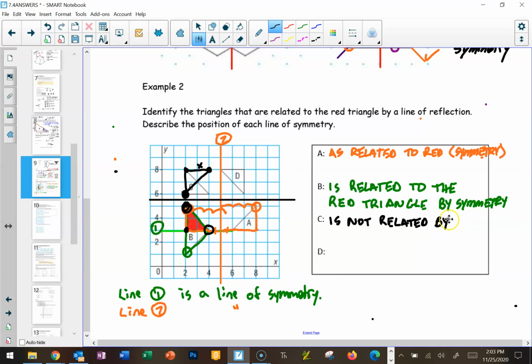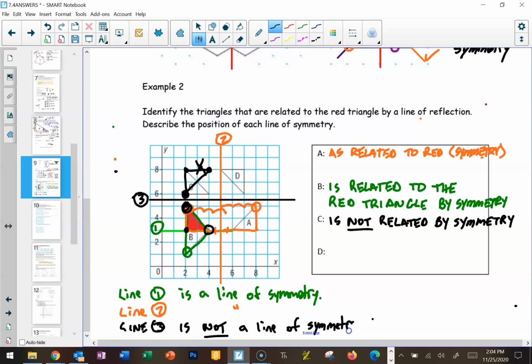Remember, it's not just one point that has to match up, all the points have to be reflected. So even if you can find just one that's out, in this case it was this point up here, then we know it is not, and I just put that X in there to show that it is not a point on triangle C, which means we proved that it is not symmetrical. So line 3 is not a line of symmetry.